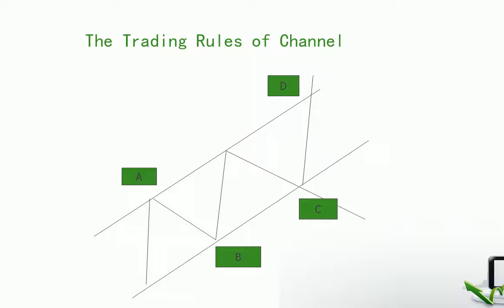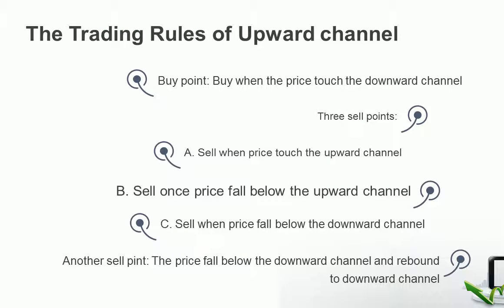The trading rules of the channel. So for the upward channel, it has 1 buy point. The buy point is V. Then 4 sell points. Here is a sell point. Here is a sell point. And when you see the price break upward through the upward channel, here is another sell point. So C is the sell point. Okay. So for the upward channel, there is only 1 buy point, and there are 3 sell points.